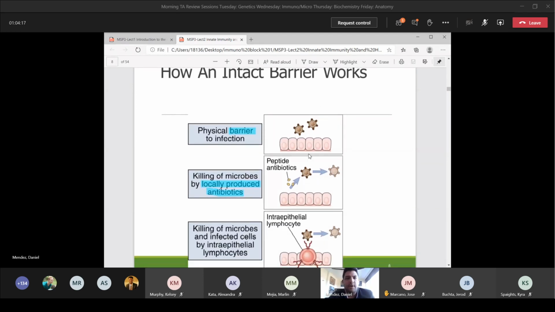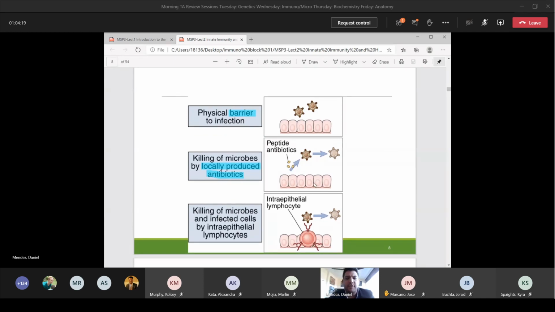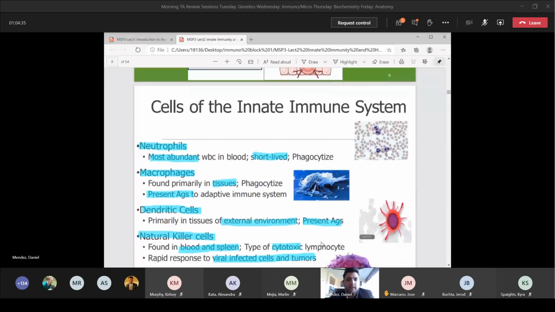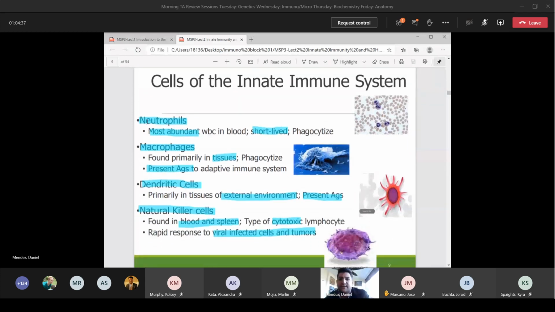How an intact barrier works, so that's essentially just your skin or your epithelium protecting you. It is important to know that you do have intraepithelial lymphocytes, so lymphocytes that are within that epithelial system that help you create an immune system or a defensive barrier. And then the cells of your innate immune system, like I said, neutrophils, macrophage, dendritic cells, and NK cells. Make sure you know what differentiates them all.